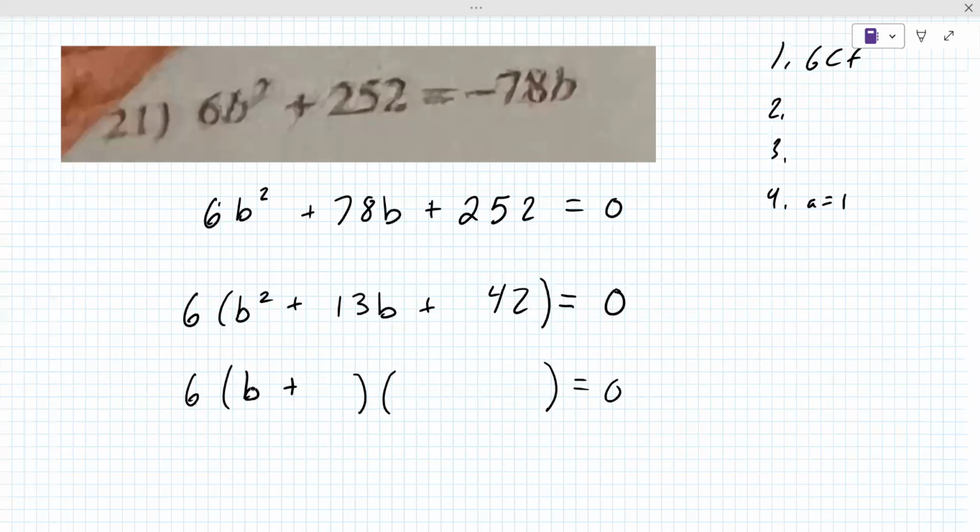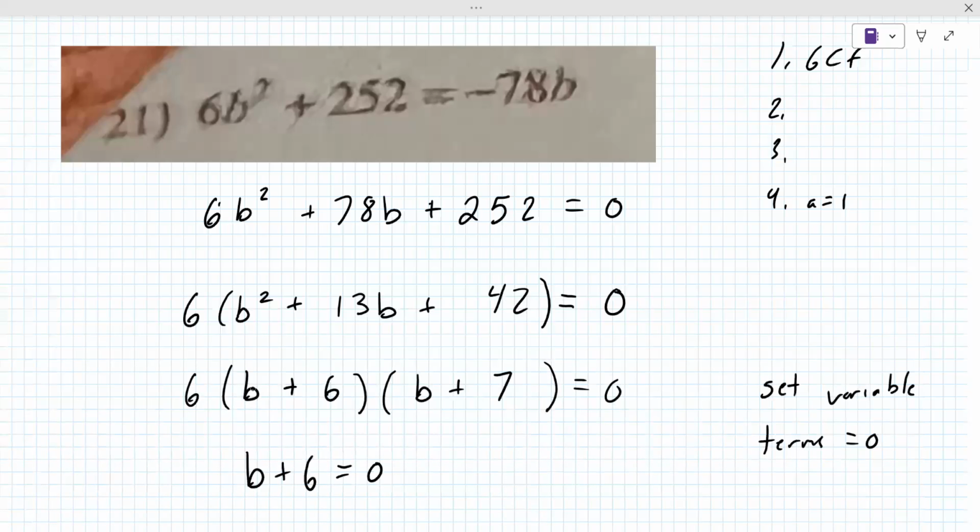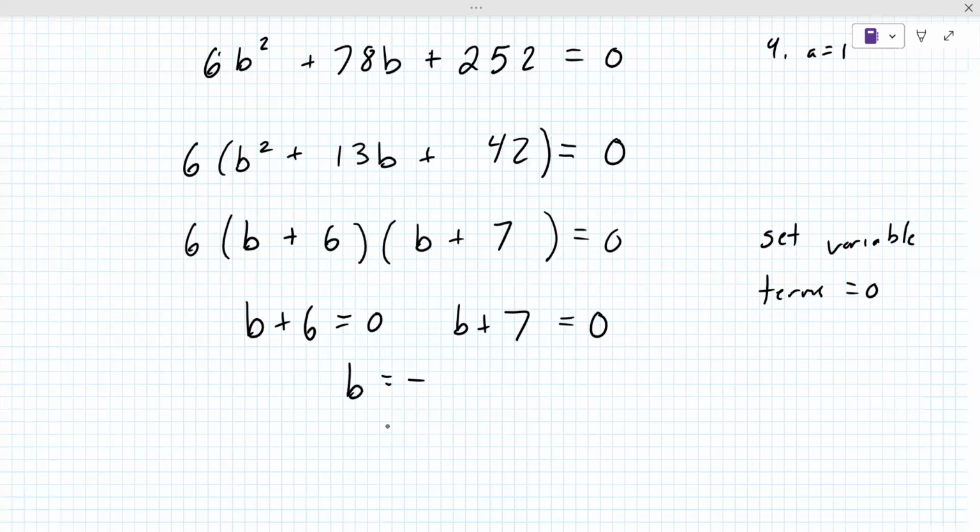Not b squared, b plus 6, b plus 7. Now you set the terms with a variable in it equal to 0. So for example, b plus 6 equals 0 and b plus 7 equals 0. And your final answer here is b equals negative 6, negative 7. Good.